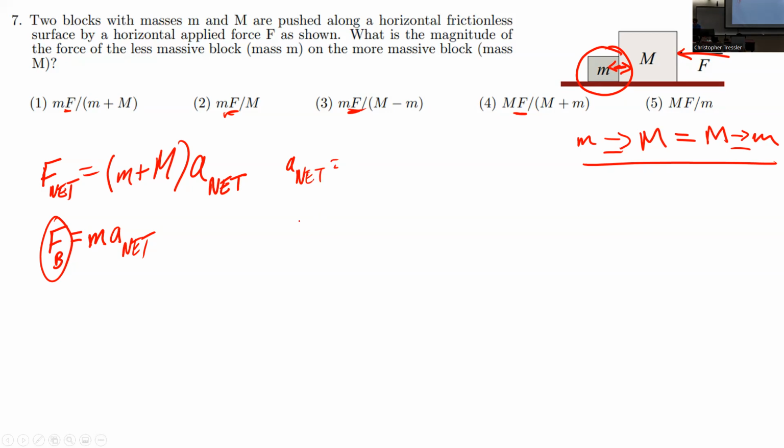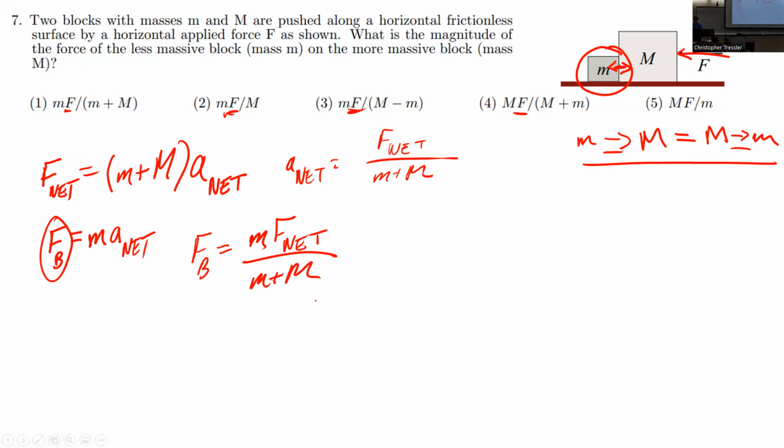If we solve for this, we're going to get F_net over m plus M. And then if we go here, we're going to say the force between them is equal to our little m, which is still there, and we have our F_net. We plug this in for the acceleration, and we get this over m plus big M. And notice that is our answer.